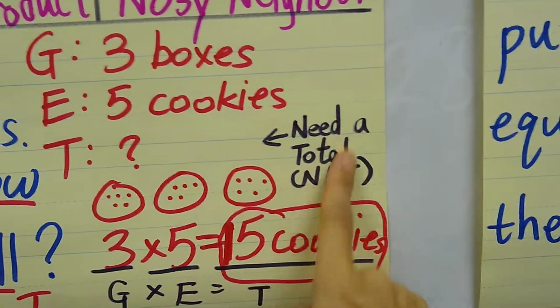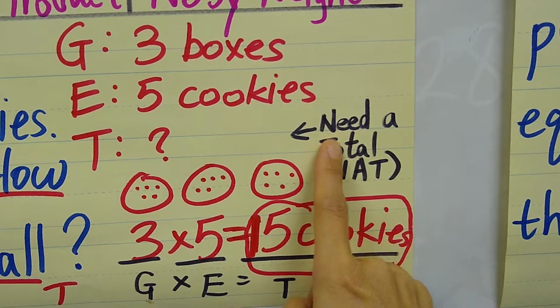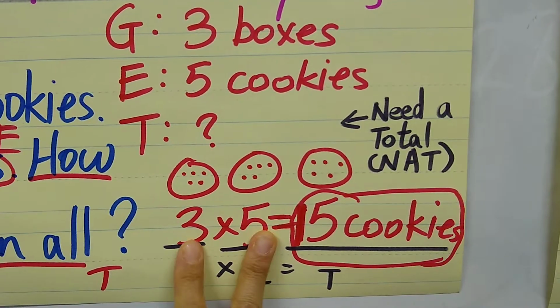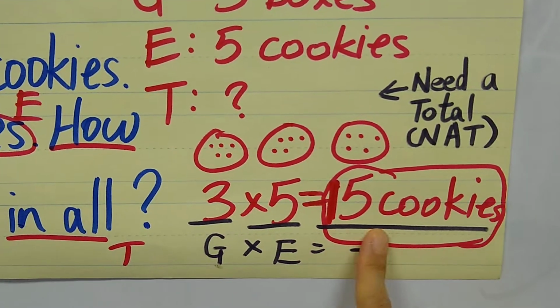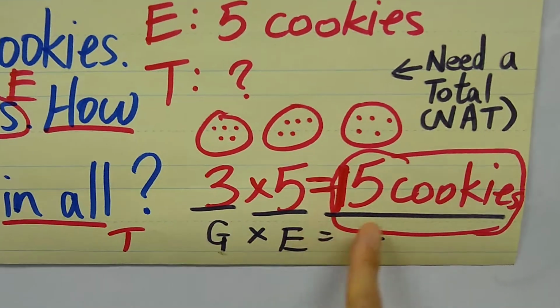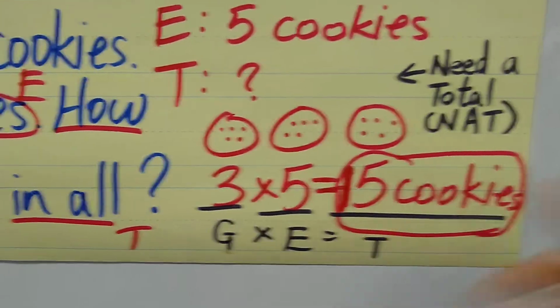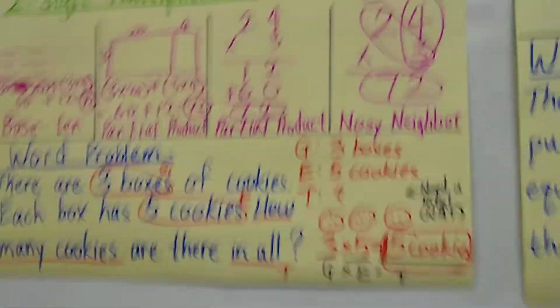We need a total. Whenever you need the biggest number and you don't have it, these 2 numbers will multiply each other. So G times E equals T. You can even draw a picture to find the answer. The answer is 15 cookies. So that's it for multiplication.